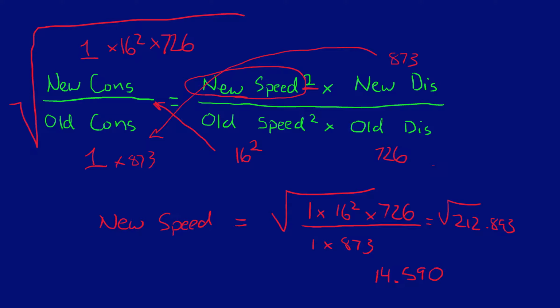We look at A, B, C, and D, and our Coast Guard answer is A, which is 14.6 knots.